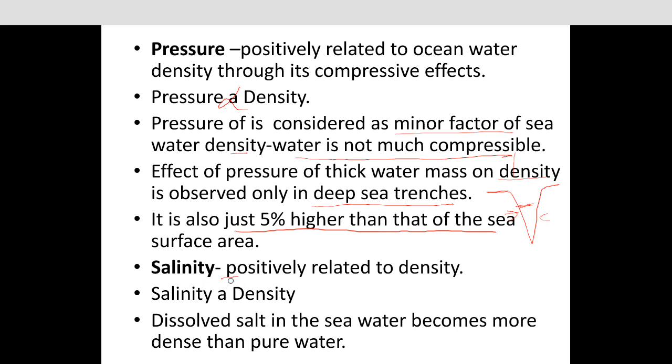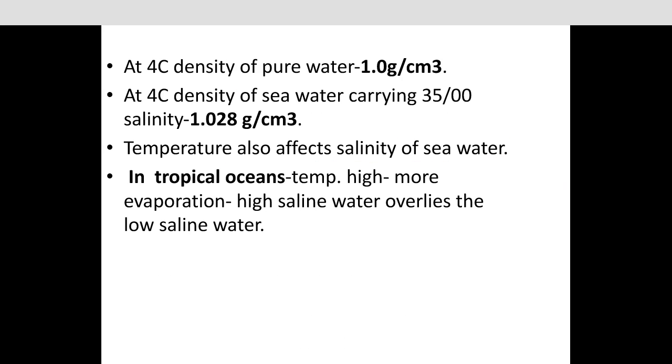Salinity is positively related to density. So seawater with dissolved salt becomes more dense than pure water. At 4 degrees Celsius, the density of pure water is 1 gram per centimeter cube. At the same temperature, the density of seawater, which carries a salinity of 35 per thousand, is 1.028 gram per centimeter cube.